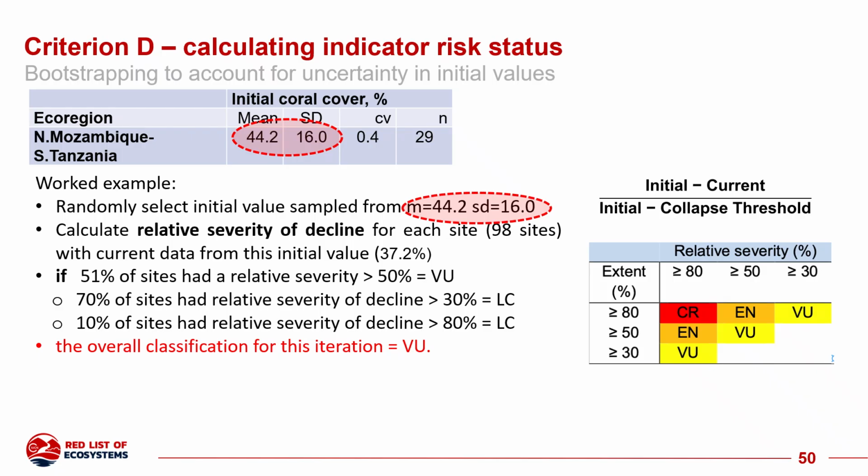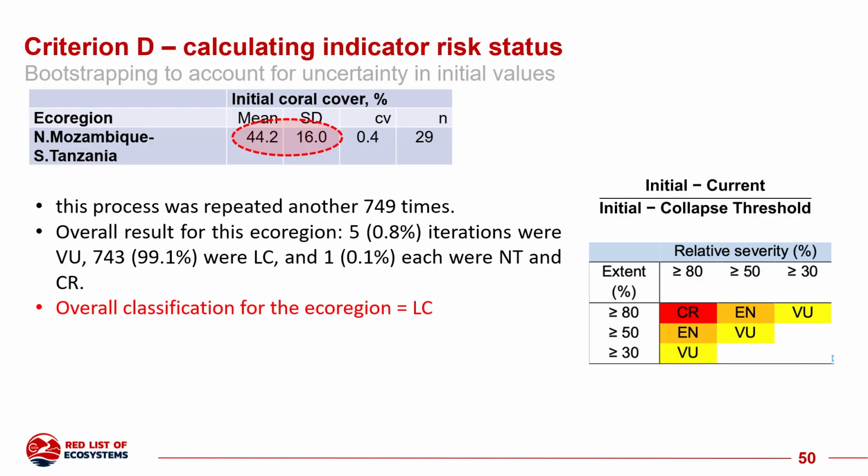This process is then repeated 749 more times, each time randomly selecting an initial value using the ecoregion mean and standard deviation, for a total of 750 bootstrapped iterations. For each iteration, the classification is recorded. At the end, you count how many times each risk category was produced. In our example, 5 iterations produced vulnerable, 743 iterations produced least concern, 1 iteration each produced near threatened and critically endangered. Because least concern was by far the most frequent outcome, the final classification for the ecoregion was least concern.